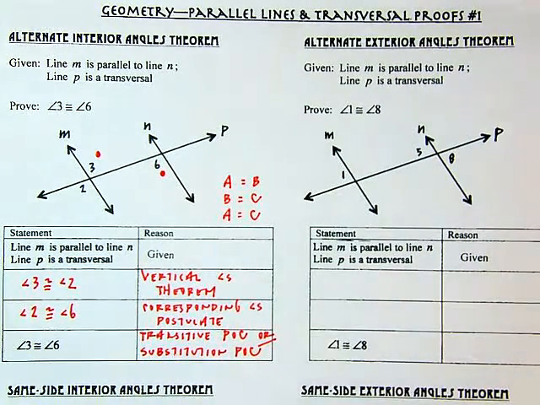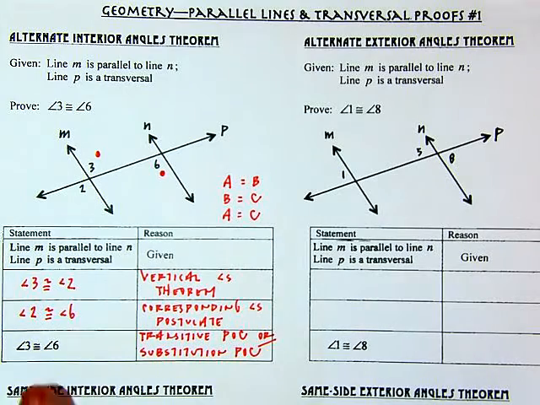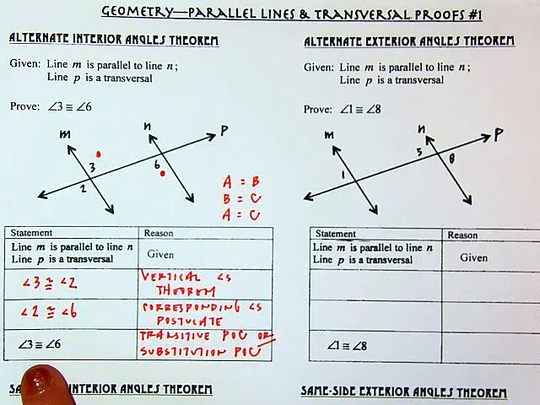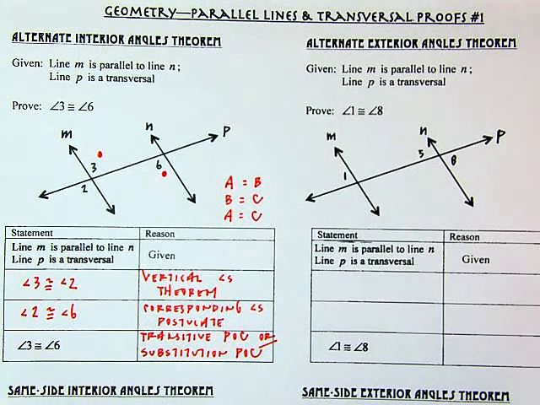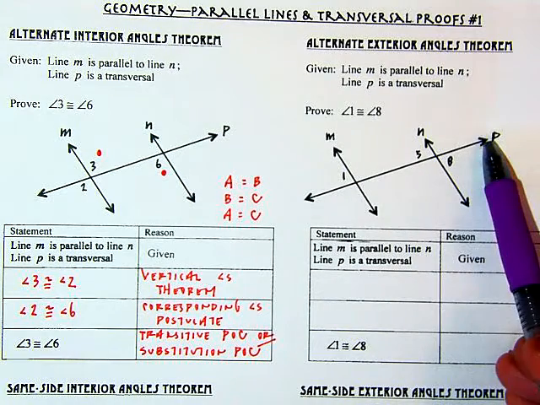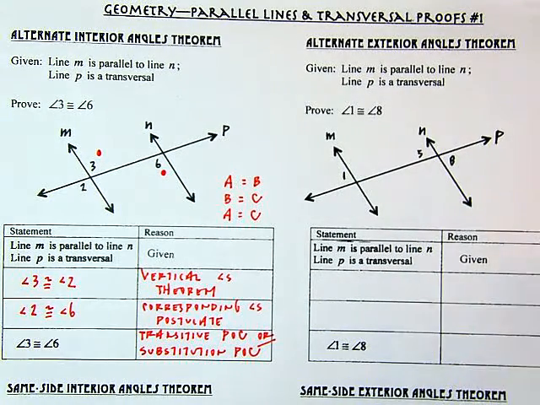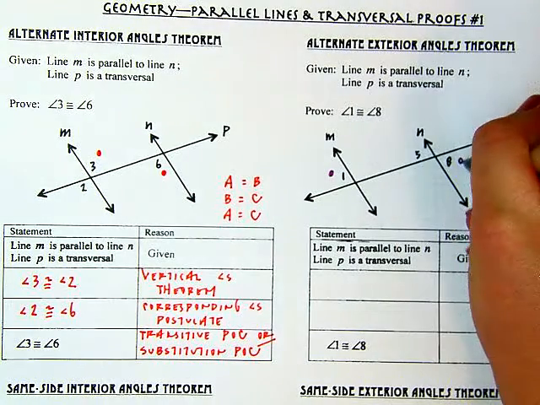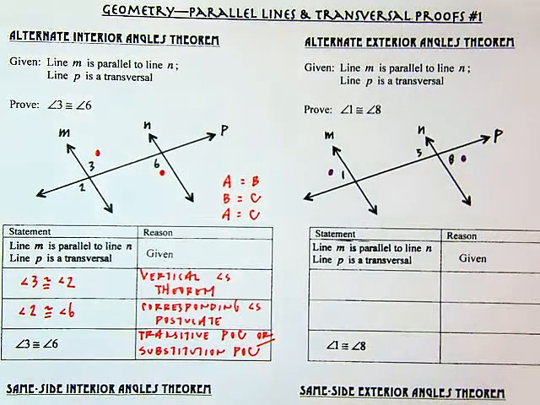Okay, property of congruence, since my format here is one of congruence. All right, alternate exterior angles theorem, very similar. So here I know that my pathways are parallel. P is my transversal. I'm trying to explain why angle 1 and 8 are congruent.